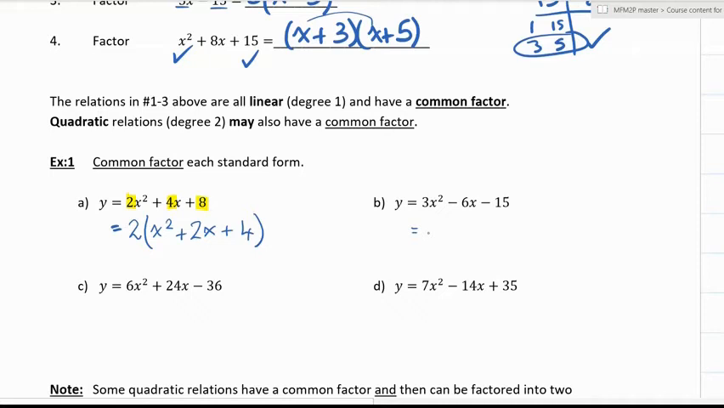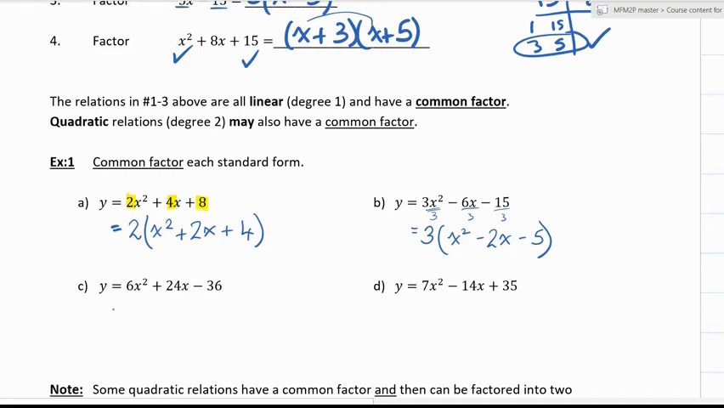So 3x squared divided by 3 just gives me x squared. 6 divided by 3 gives me 2, and it's negative 2. Negative 15 divided by 3 is negative 5. So you could do it that way if you like, and just get your calculator out and put negative 6 divided by 3 to give you this value. Okay, so if your head's aching, please do it that way.